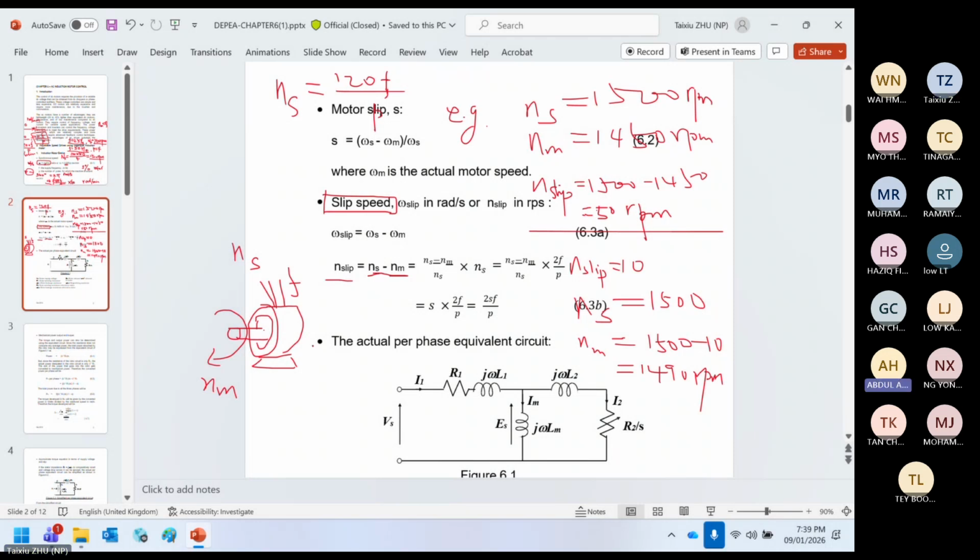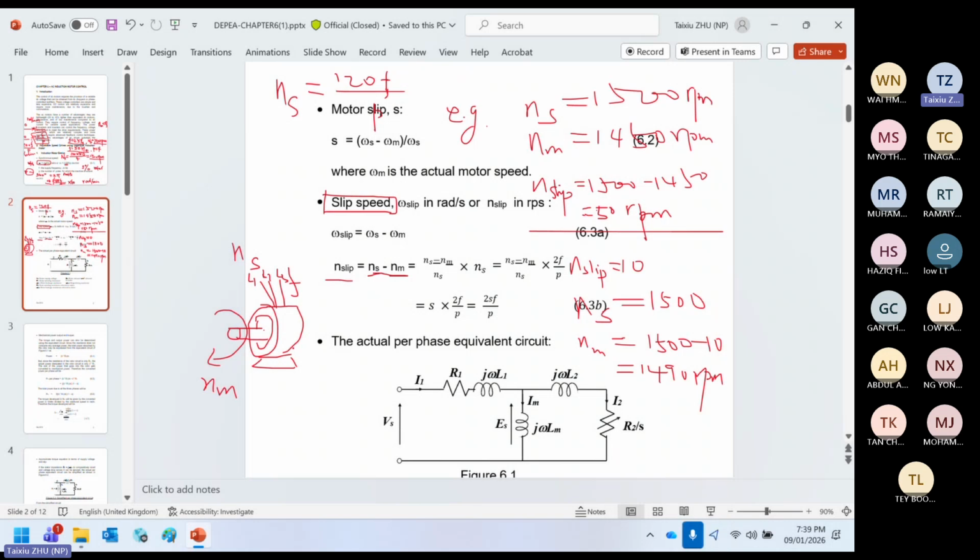Yes, please. So in summary, now this is 3 phases, L1, L2, L3. Okay, so now roughly the idea is there already. That means when the induction motor is powered by the 3-phase supply, there will be 2 things rotating.